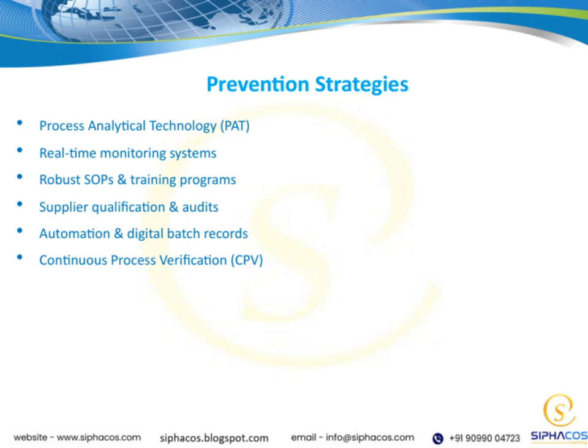Automation and digital batch records further strengthen our control. Automating data collection minimizes human error, and digital records provide a transparent, easily accessible trail for review and compliance purposes. Finally, continuous process verification, or CPV, involves ongoing validation of our processes during production, rather than just at set points. This continuous oversight helps us maintain process stability and quickly address any emerging issues. Together, these strategies form a comprehensive approach to prevention, aligning with our overall goal of producing safe, high-quality products consistently.